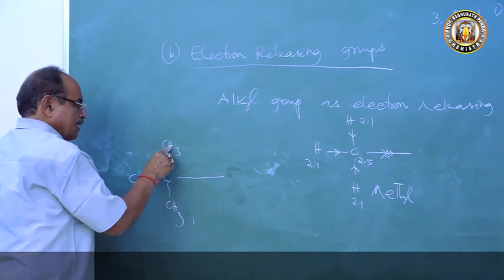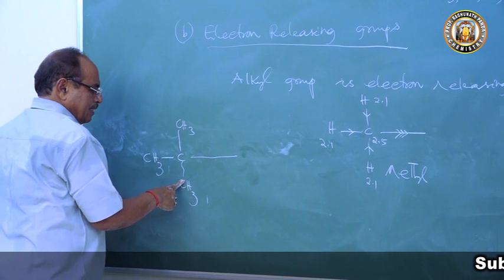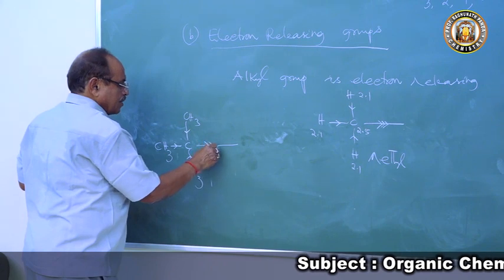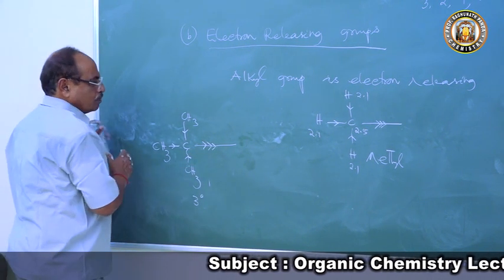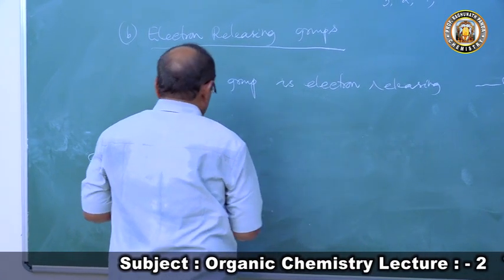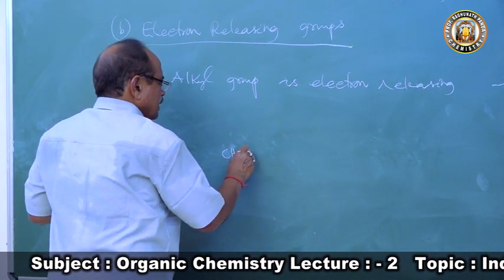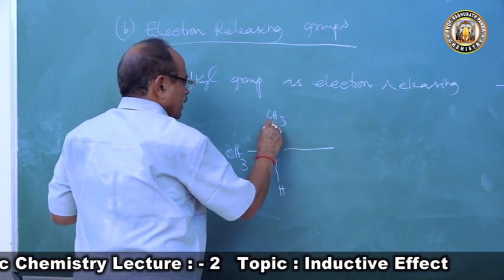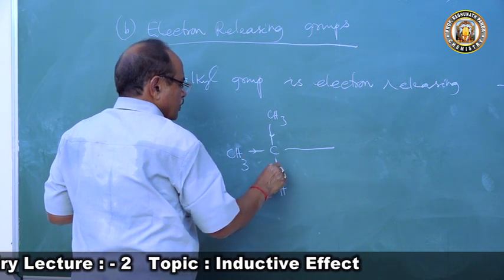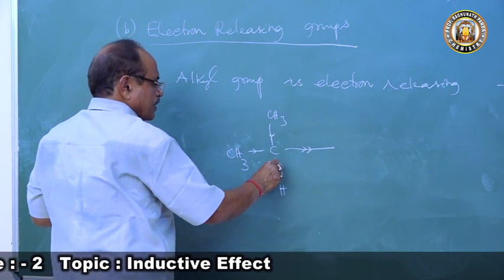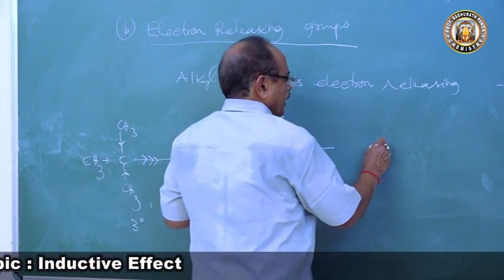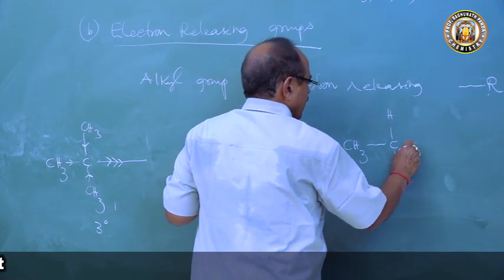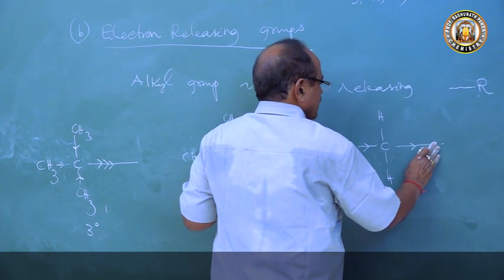So this is electron releasing, this is electron releasing, this is electron releasing. So all the 3 come here. So this is a 3 degree alkyl group. Now if you come to 2 degree, say CH3, CH3, H, this is 2 degree. So here 2 alkyl groups, so twice the release will take place. Now if you come to a 1 degree alkyl group, CH3, CH2, H and H, so this releases electron.